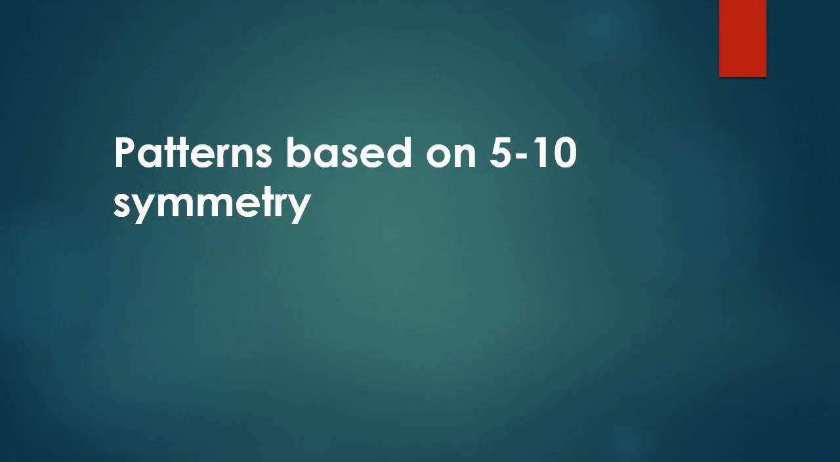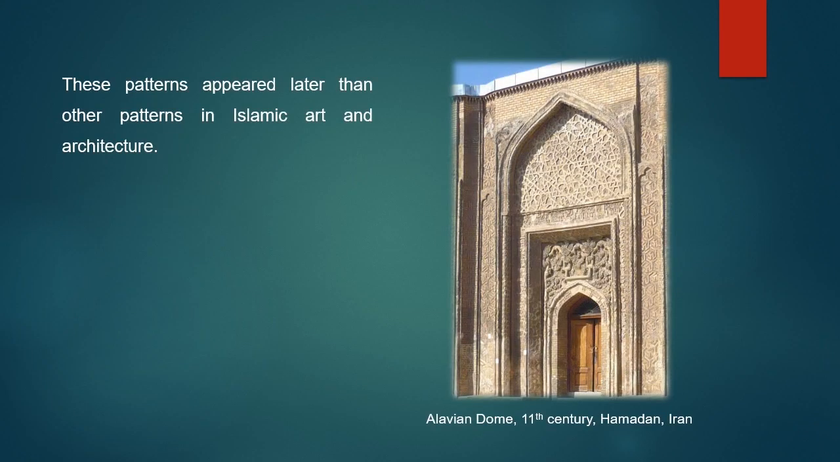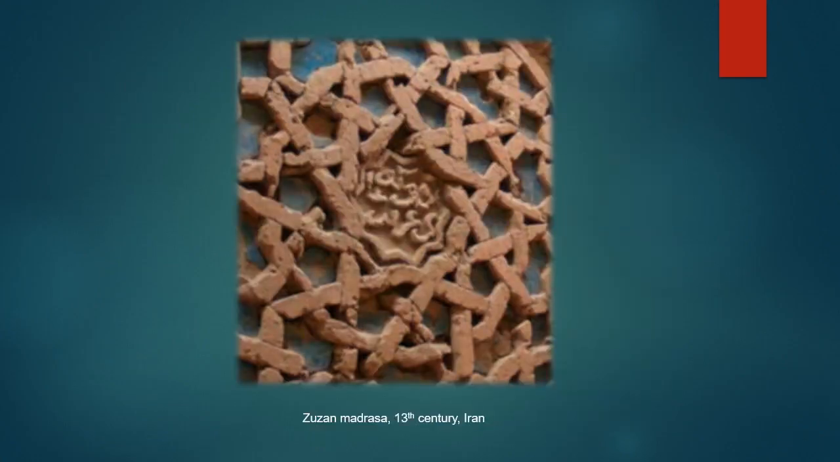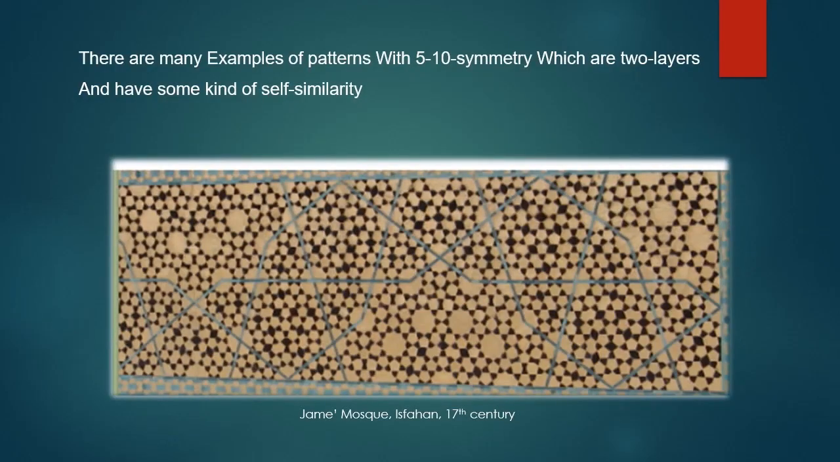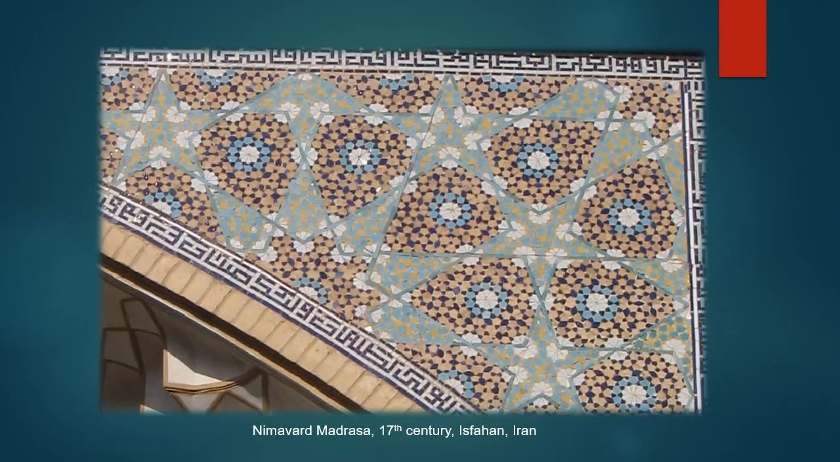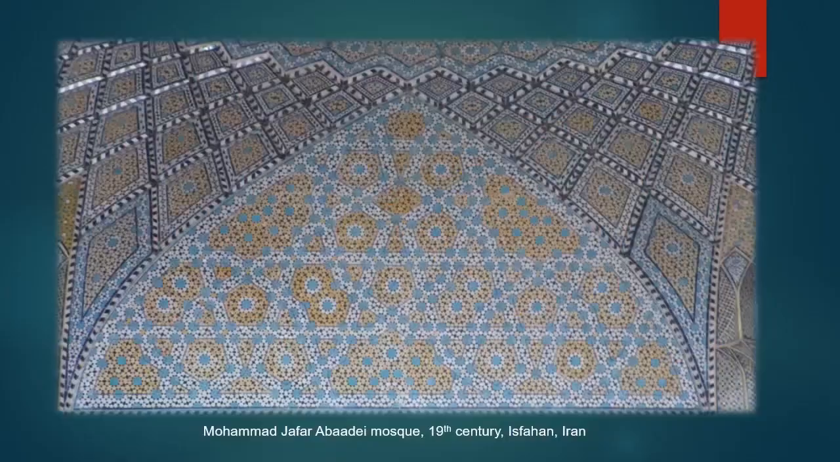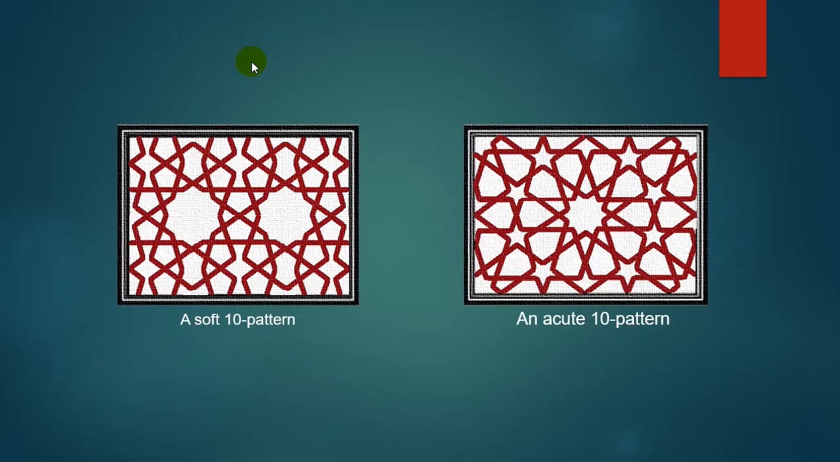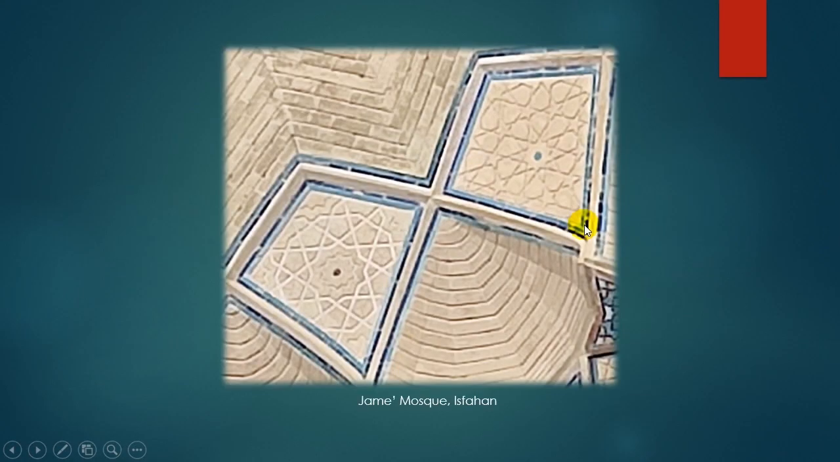Chapter 5 is devoted to patterns with 5 and 10-fold symmetry. These patterns appeared later in Islamic architecture and their construction is more challenging. There are some very complex examples of these patterns. We examine separately two subcategories of these patterns: soft 10 patterns and acute 10 patterns.